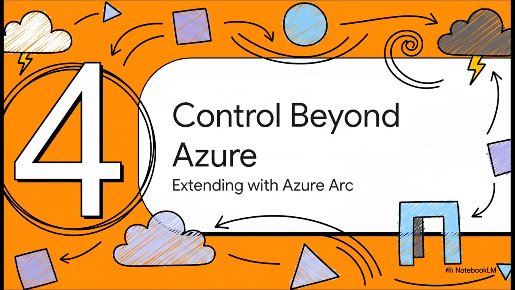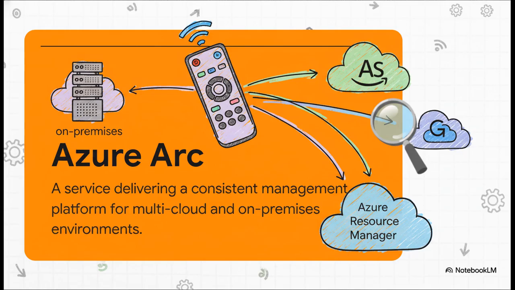All right, final chapter. Chapter 4, Control Beyond Azure. Now for a really cool idea. What if you could take all this awesome Azure management power and use it on servers that aren't even in Azure? I'm talking about extending that control plane with Azure Arc. That's exactly what Azure Arc is for.